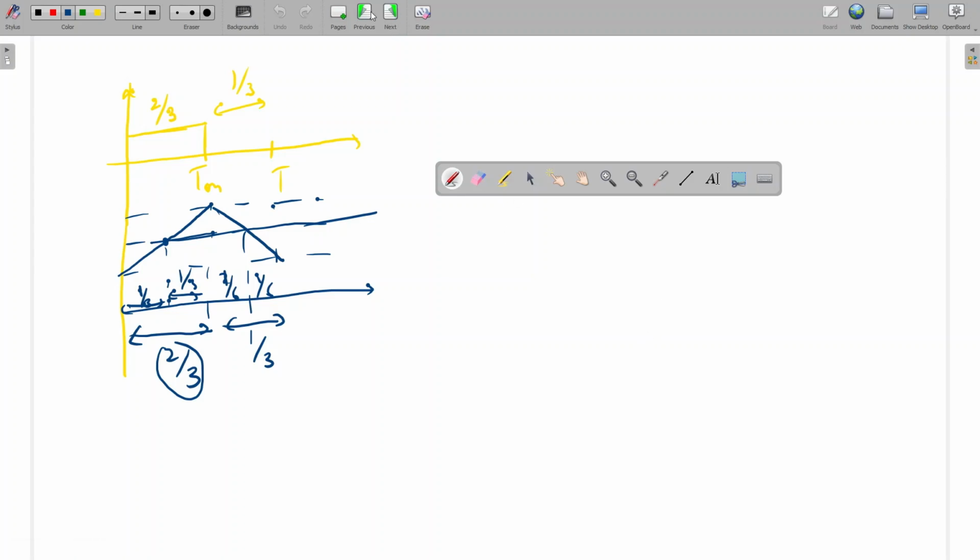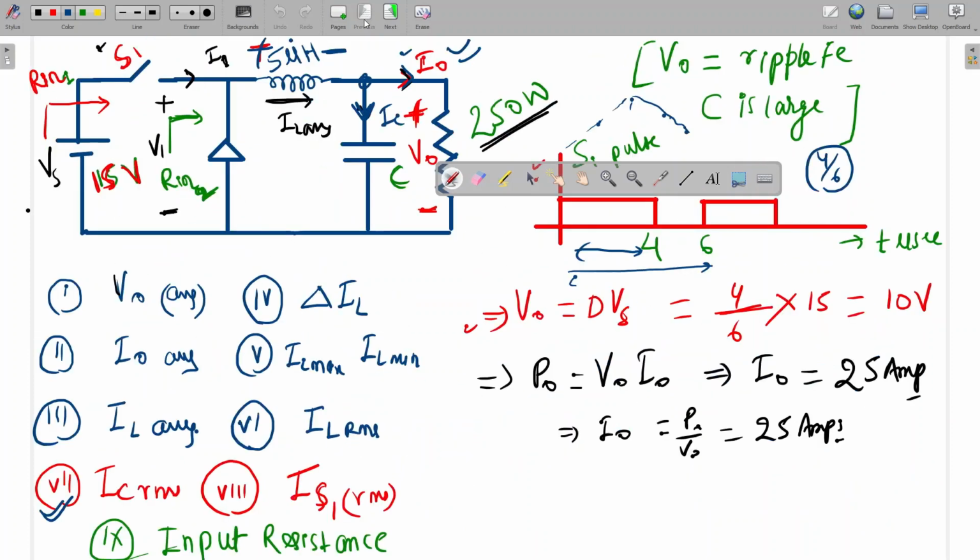Now I will explain how to do this. This is the main concept for today's class, and it will be more interesting. Here we have to calculate two input resistances. One is here before the source: what will be the input resistance seen by this voltage source? And again at this point, plus here and minus here, what will be the input resistance seen here? So these two resistances we have to calculate.